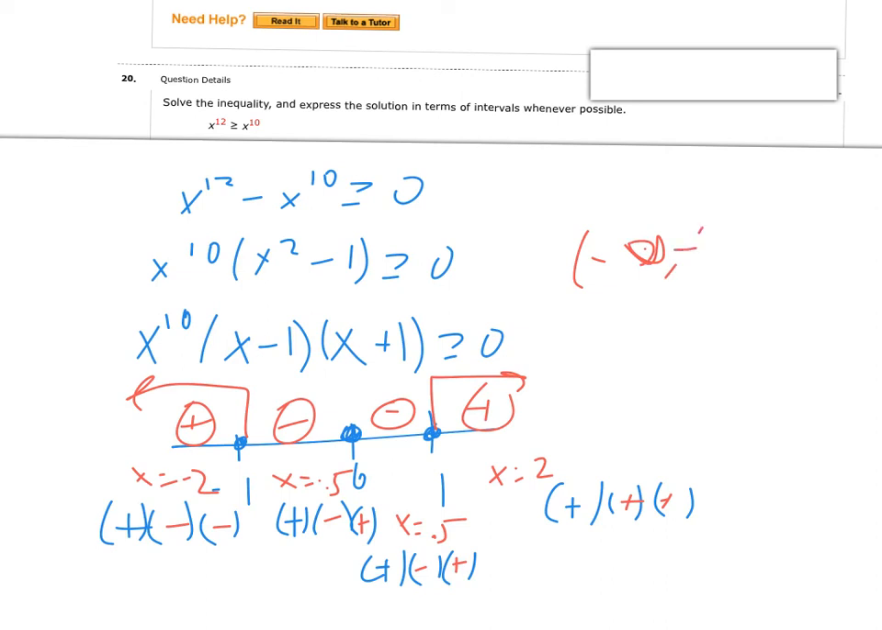So we got -infinity to -1 with a bracket. And then 0 on an island. And then 1 to infinity.